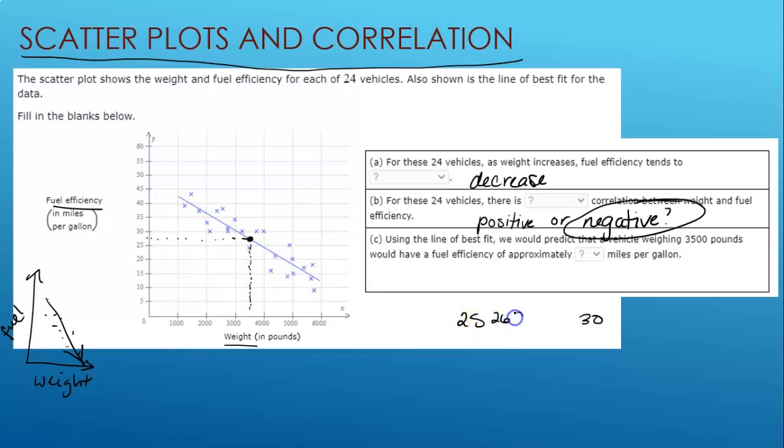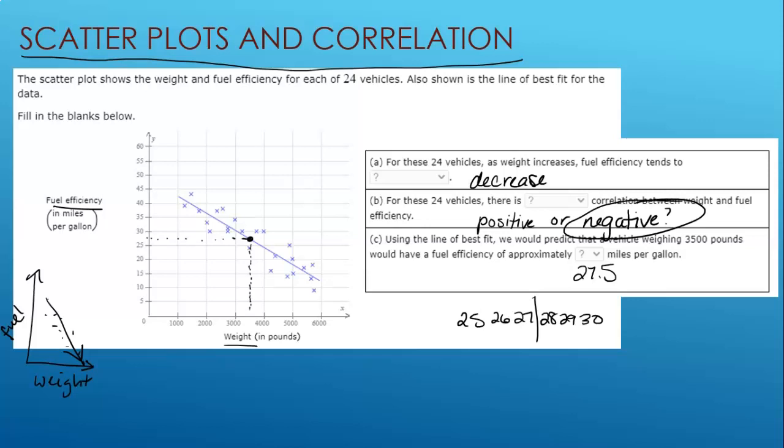Well, that's 26, 27, 28, 29. So halfway in between, you could either say 27 or 28, or you could say 27.5. I assume on this drop-down box, you would have some options here, but I would probably say 27.5. If that's not one of your options, then you could choose 27 or 28 and be fine on that one. Again, you're just looking for an estimate.